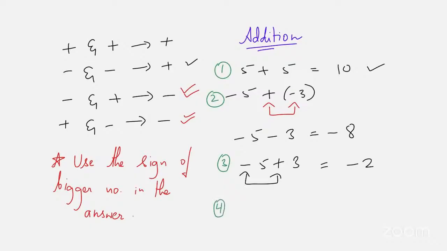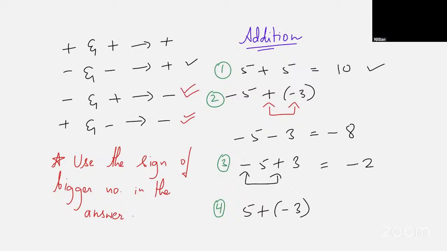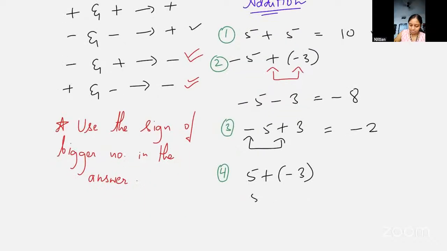One more. When the first number is positive and the second number is negative. That is 5 plus minus 3. The first number is positive, the second number is negative. The last case we are doing. So 5 plus minus becomes 5 minus 3. Answer is 2. Why only positive 2? Because the bigger number is positive, so the answer will also be positive.